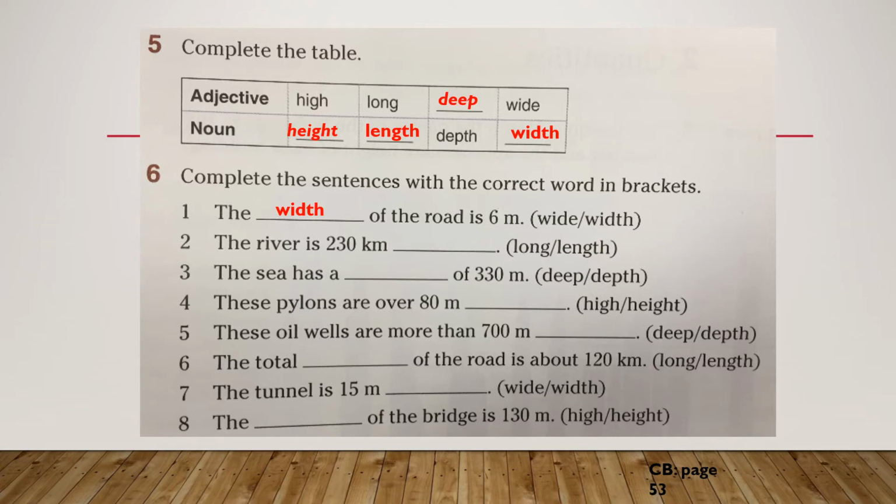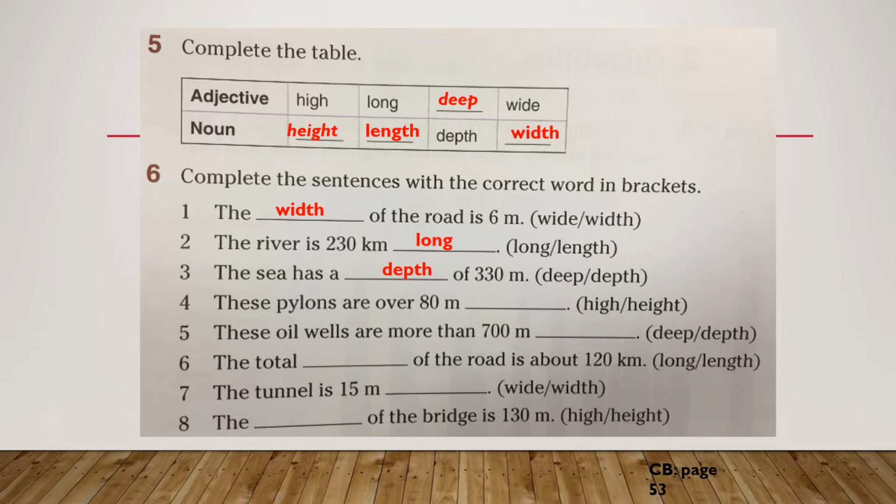Number 2, the river is 230 kilometers. Long or length? Long. The sea has a depth of 330 meters. Deep or depth? Very good. Depth.